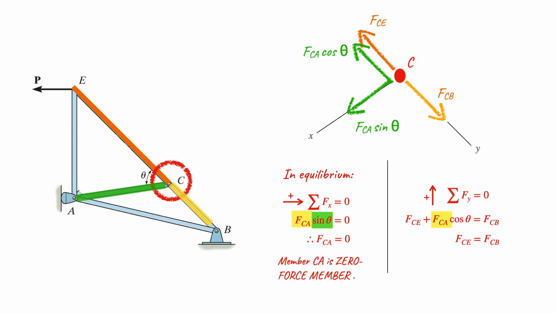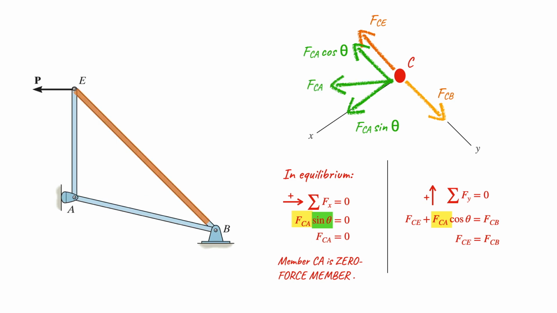Now we can conclude that member CA is a zero force member, so our analysis can be simplified by eliminating member CA. At the same time, we know that the force along beam CE and beam CB is equal. So we can remove joint C and just consider the entire beam E to B as a single slender beam instead. You can see how the number of truss members is reduced, and in a way it really simplifies our truss structure analysis.